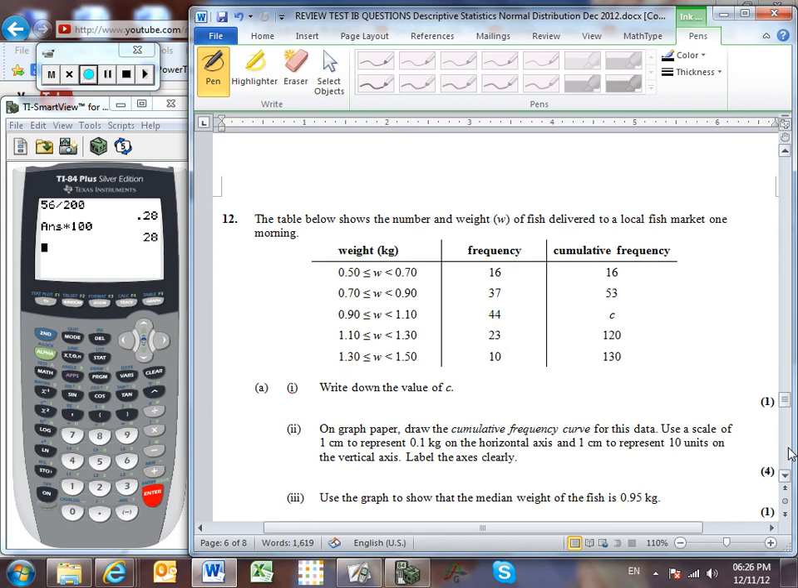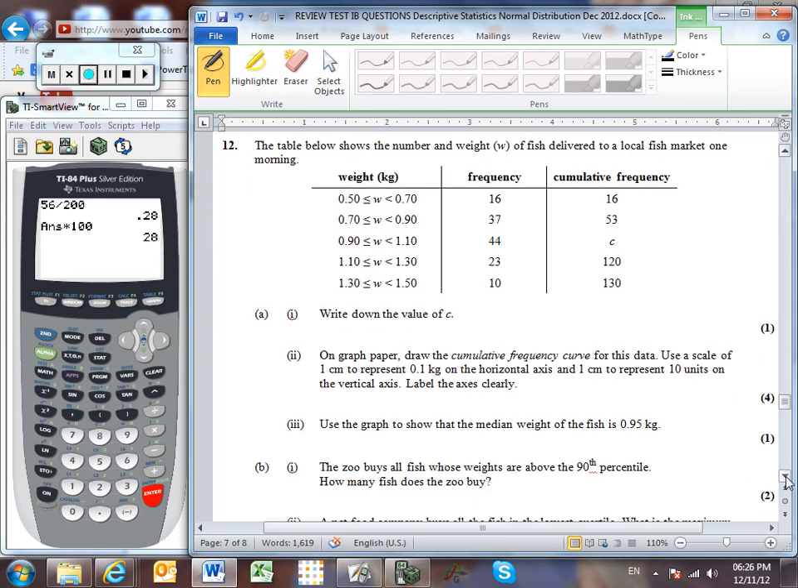Question number 12. We've got a table with frequency and cumulative frequency. We first need to write down the value of C. Well, we did a question like this earlier on. We know that the cumulative frequency represents the sum of the frequencies so far. So when we only had 16, that was our cumulative frequency. 16 plus 37 is 53. 16 plus 37 plus another 44 gives me a total of 97. And so C, which we know is the sum of 16, 37 and 44, gets me to a total of 97.